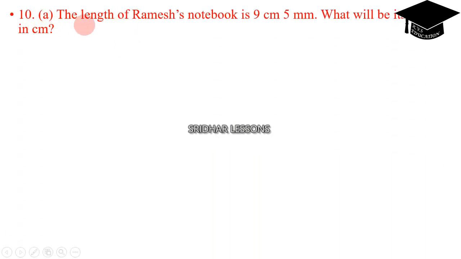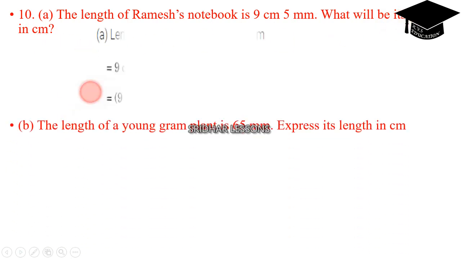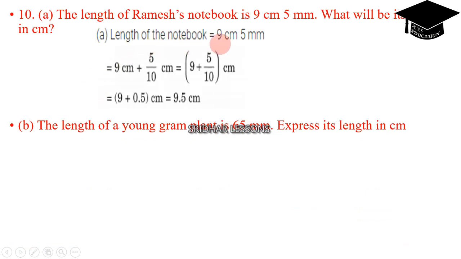Question number 10. The length of Ramesh's notebook is 9 centimeters 5 millimeters. What will be its length in centimeters? We have to convert. The length of the notebook is 9 centimeters 5 millimeters. That means 9 plus 5 by 10 centimeters. Okay, making all into the same units. That means 9 plus 5 by 10, which is equal to 9 plus 0.5 centimeters. This is equal to 9.5 centimeters.